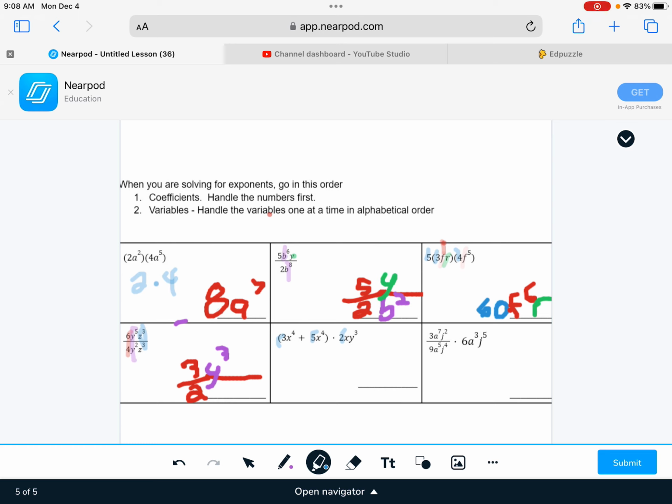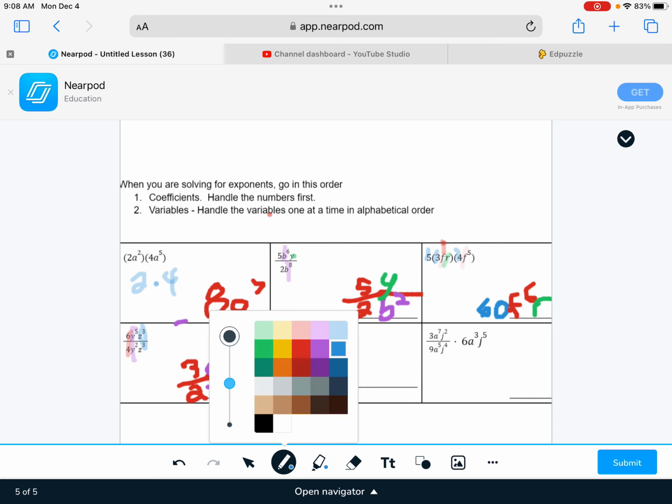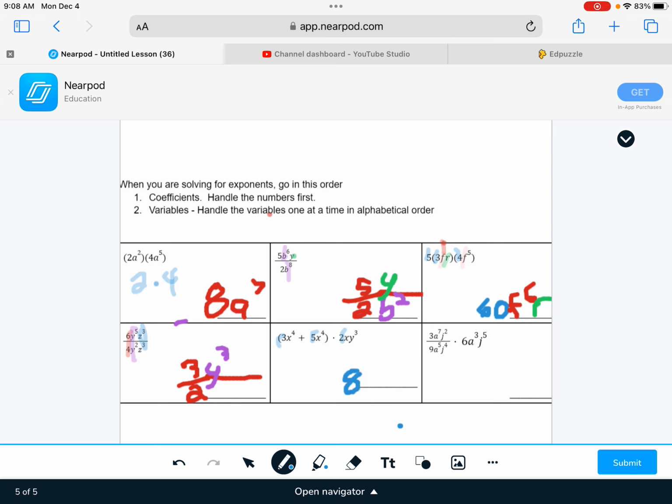Let's go ahead and start adding the stuff together then. 3x to the 4 plus 5x to the 4. The 3 plus the 5 makes 8. And since x to the 4 is the same on both of them, it stays as x to the 4. That gets multiplied by 2xy to the third power.